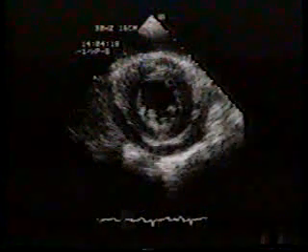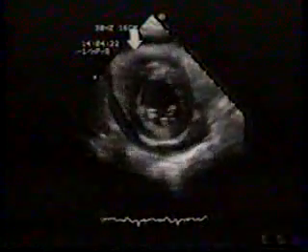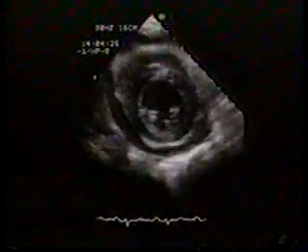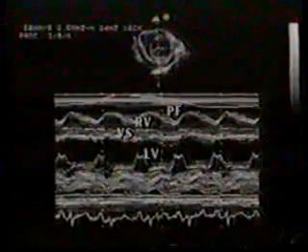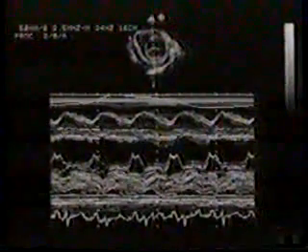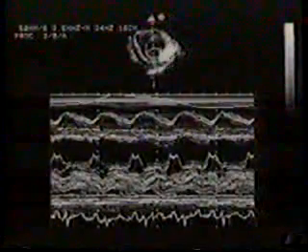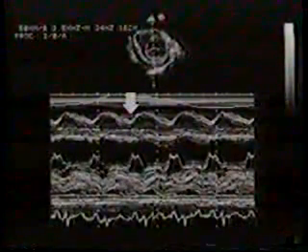This is a parasternal short axis view from the 58-year-old female with systemic lupus and moderate pericardial effusion. This is diastolic RV collapse. The diastolic timing of the RV collapse can be verified by M-mode. Here the M-mode cursor crosses the short axis image at mitral valve level. This is the collapse or notching of the right ventricle. From the ECG and from the mitral M-mode, you see that the RV collapse occurs in diastole.